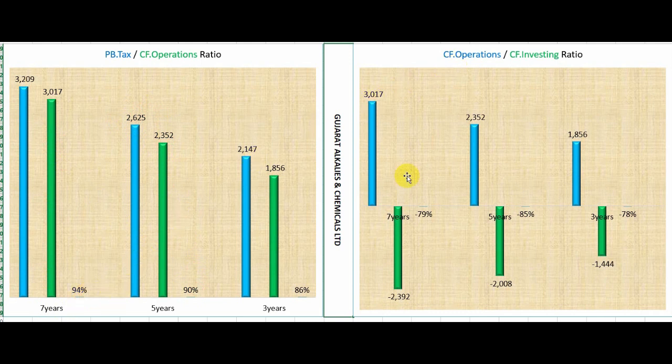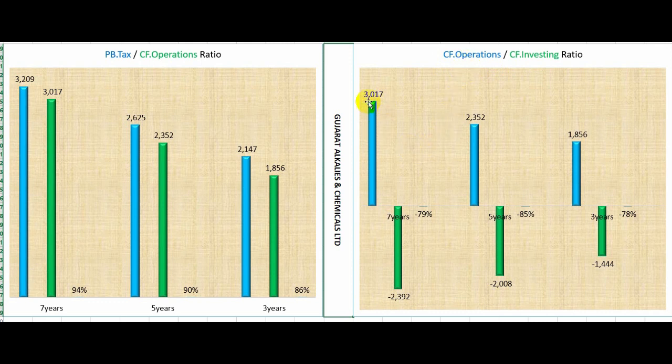Next chart on the right hand side, we are looking at how much of the cash the company has earned through operations and how much it is investing in the investment part of the business. As I mentioned earlier, I don't want the cash the investing activity of the company to be more than what it has earned through operating activity of the business.